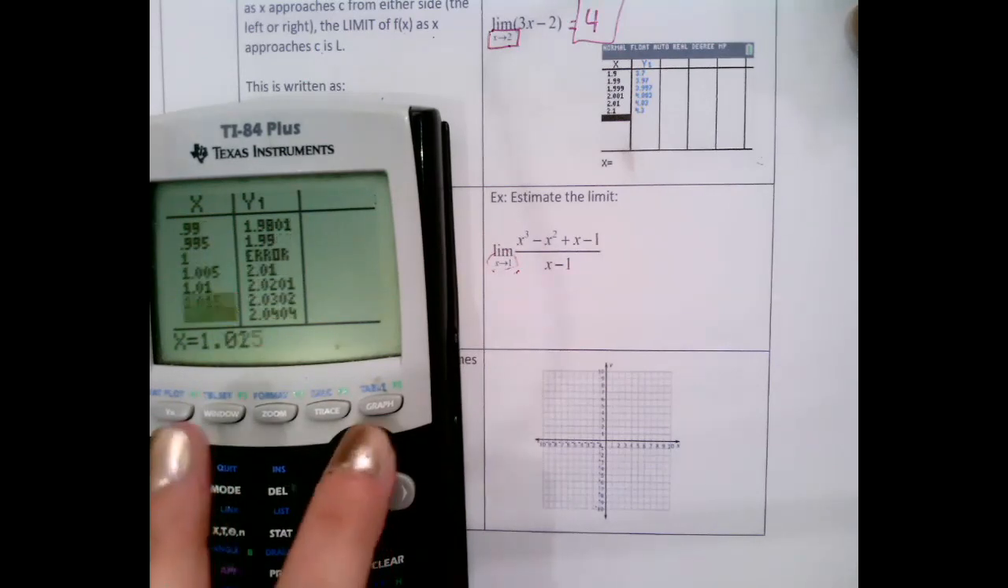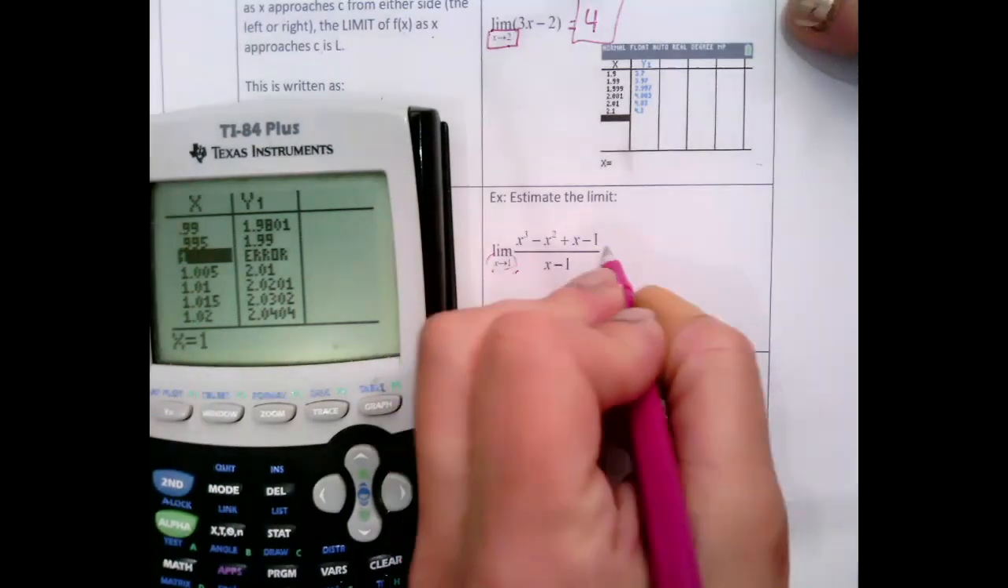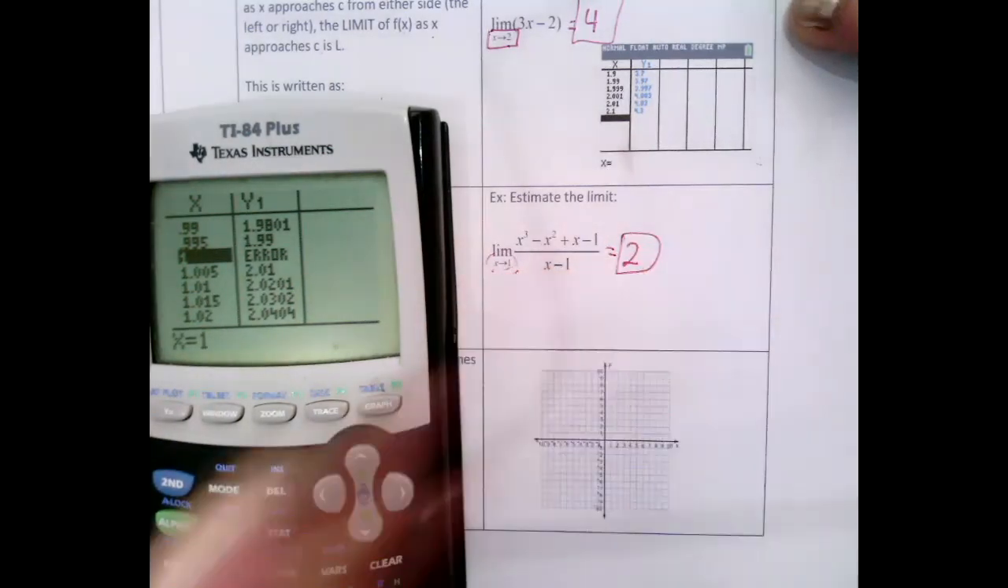So as we get really close to 1, you can see that 1 is an actual error. But as we get close to it on this side, it looks like it's getting really close to 2. And as we get closer to it on this side, you see it's decreasing and getting really close to 2. So our limit on this one is 2 also.